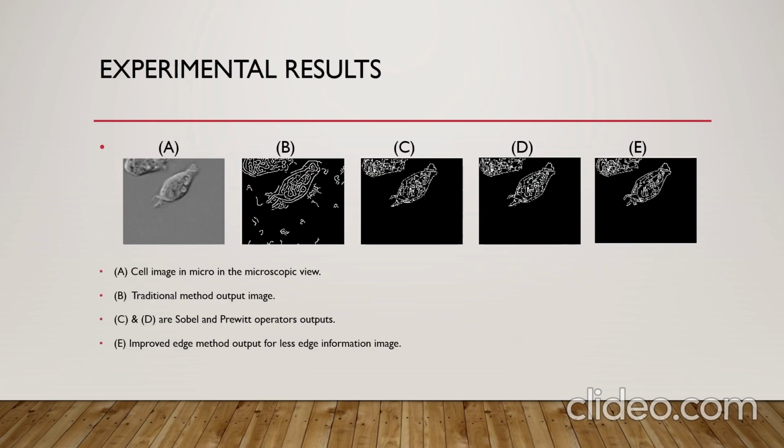These are the experimental results under the microscopic view. The first one is a cell image which has less edge information in the microscopic view. The second figure is the edge information obtained through the traditional Canny algorithm. The C and D figures are the edge information obtained through the Sobel and Prewitt operators, and the final one is through the improved edge method for less edge information.